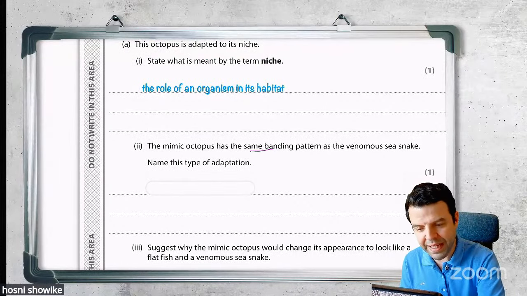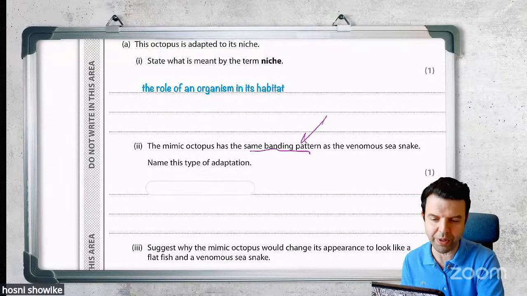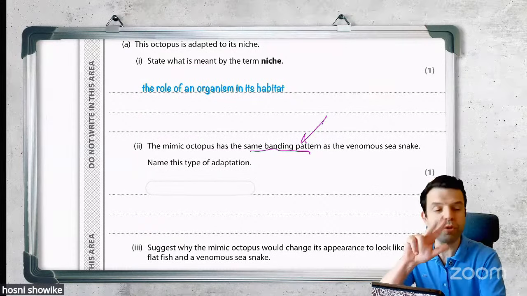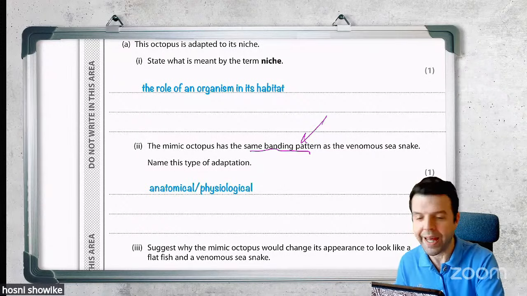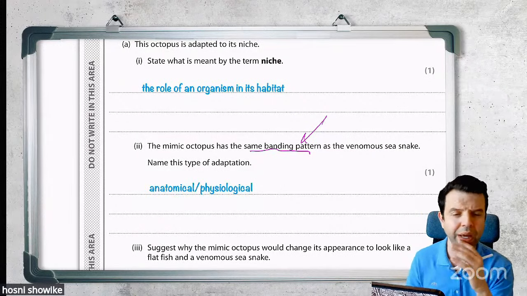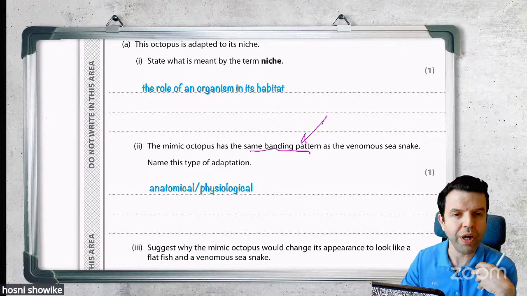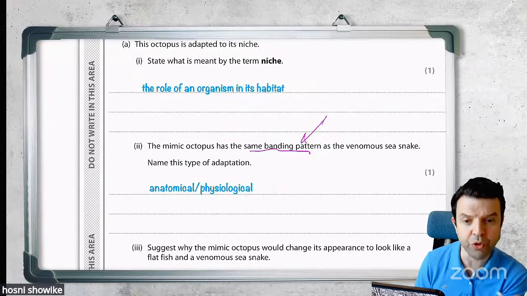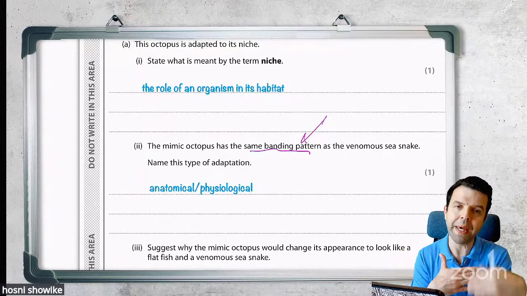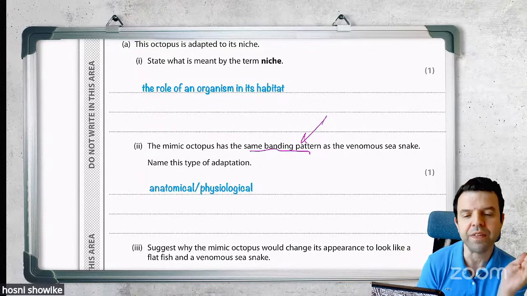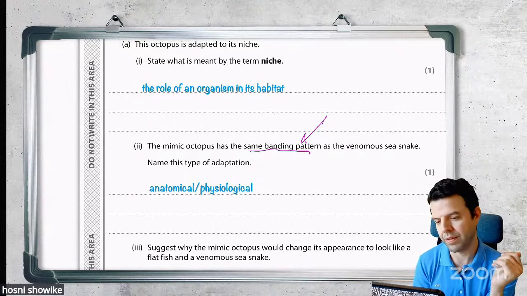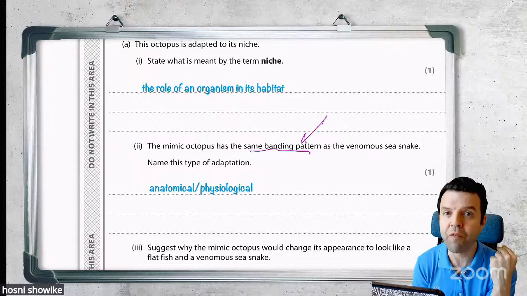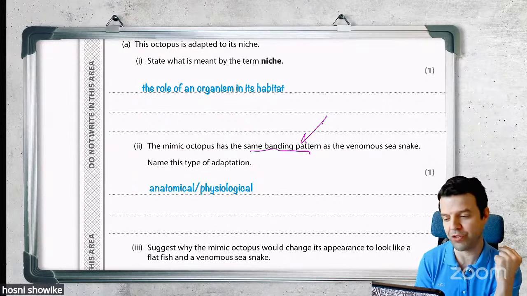So what kind of adaptation is this one? The same banding, that's like a color, right? Of a venomous snake. This time they accepted two answers here. They accepted anatomical and physiological. For me, I would write anatomical all the way, but they've been nice here. They accepted physiological because the making of the pigment is considered a process. Physiology is about process. Anatomy is about visible features.